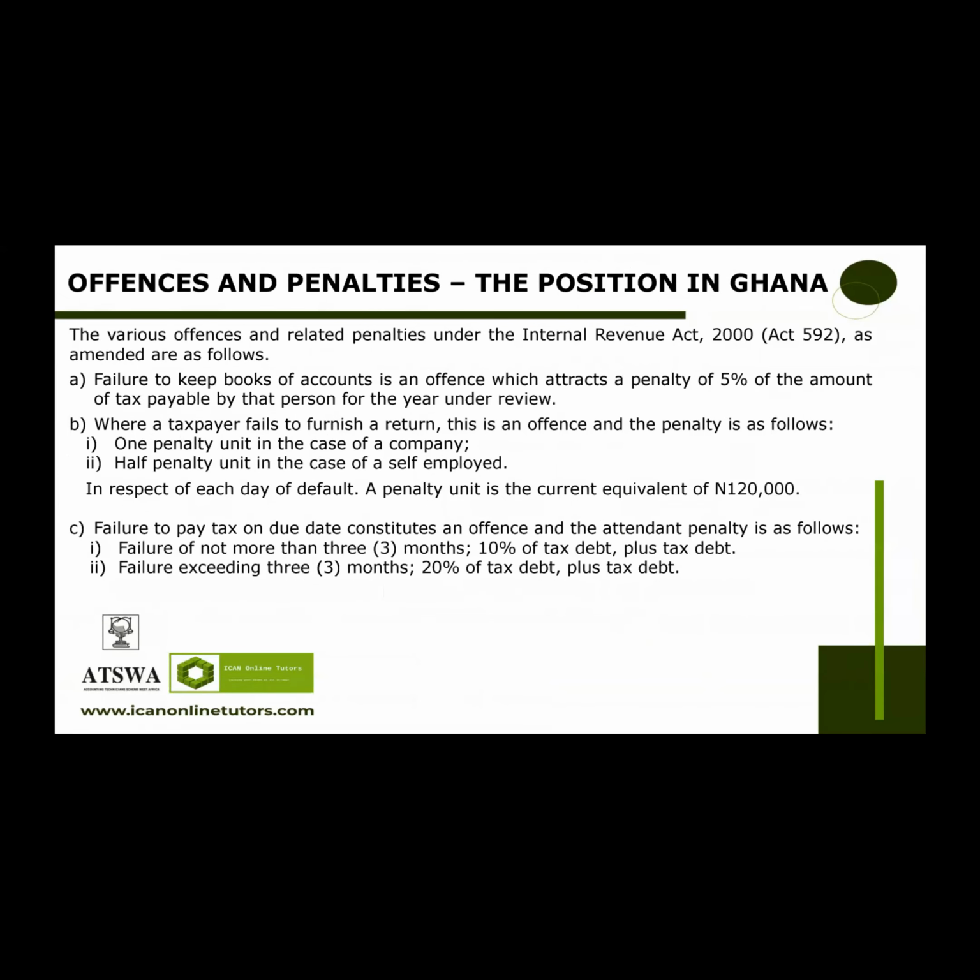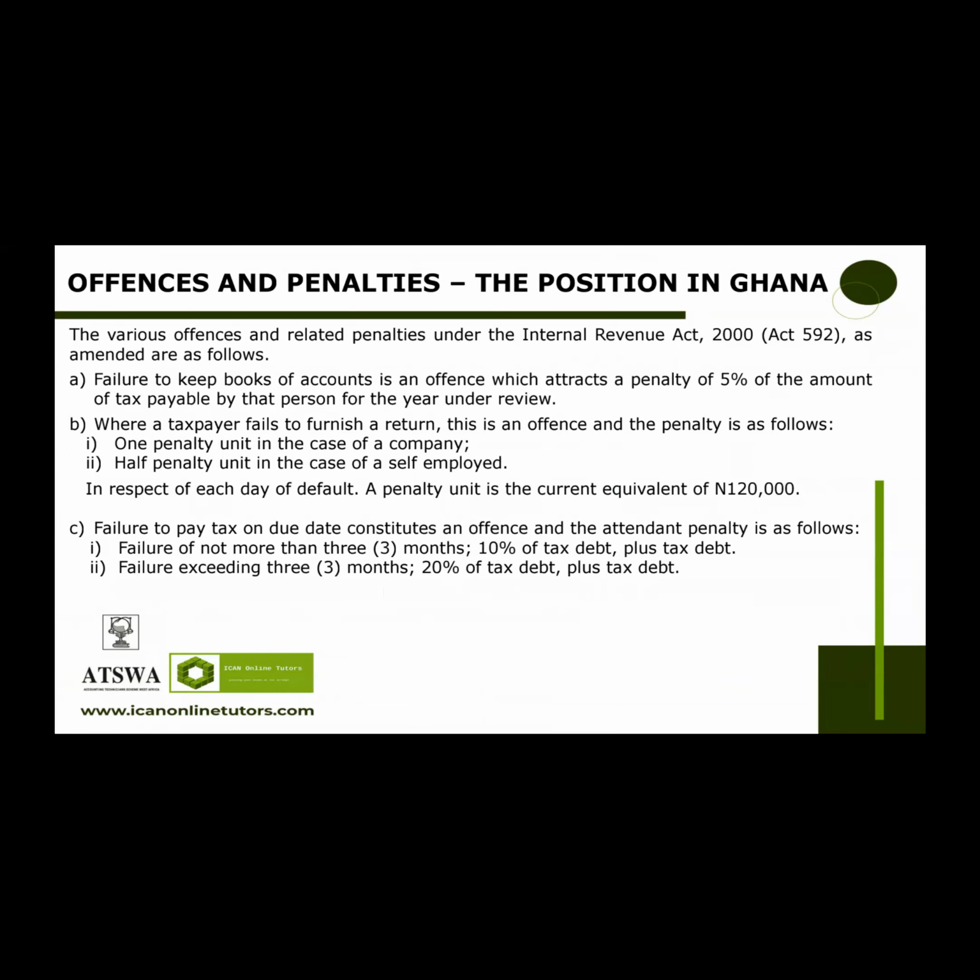The position in Ghana. The various offenses and related penalties under the Internal Revenue Act 2000, Act 592, as amended, are as follows. Failure to keep books of accounts is an offense which attracts a penalty of 5% of the amount of tax payable by that person for the year under review.